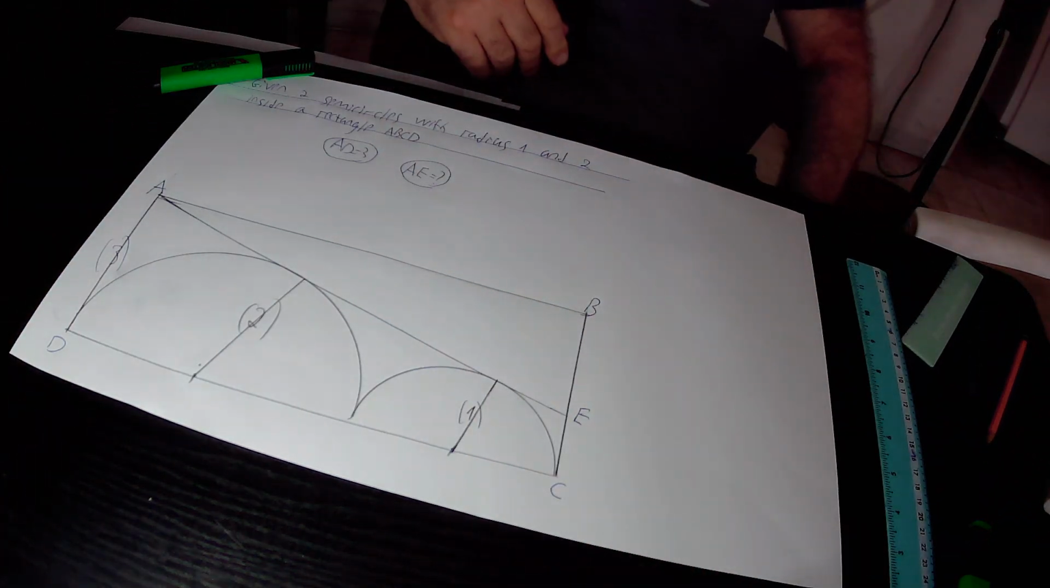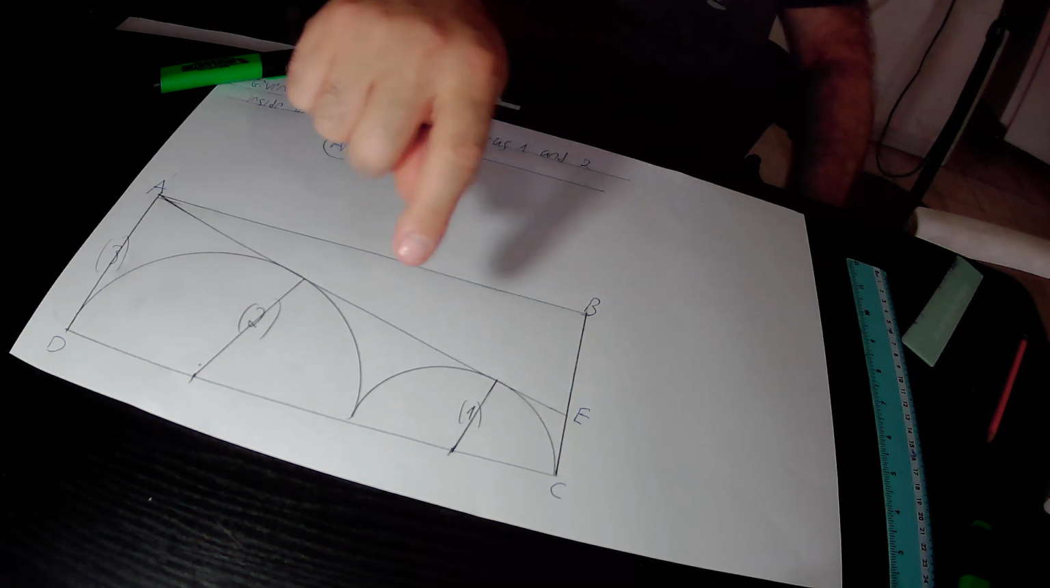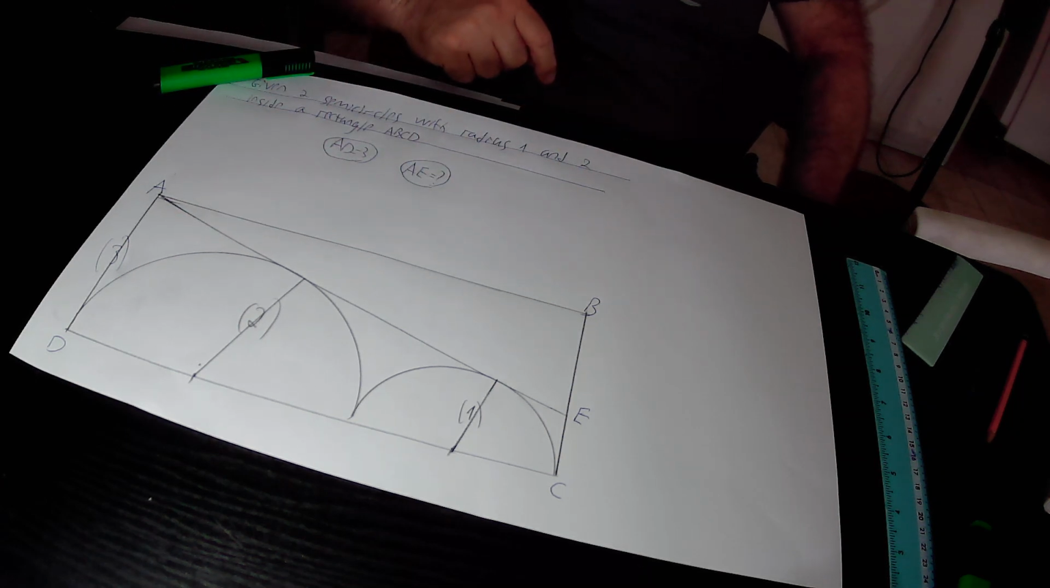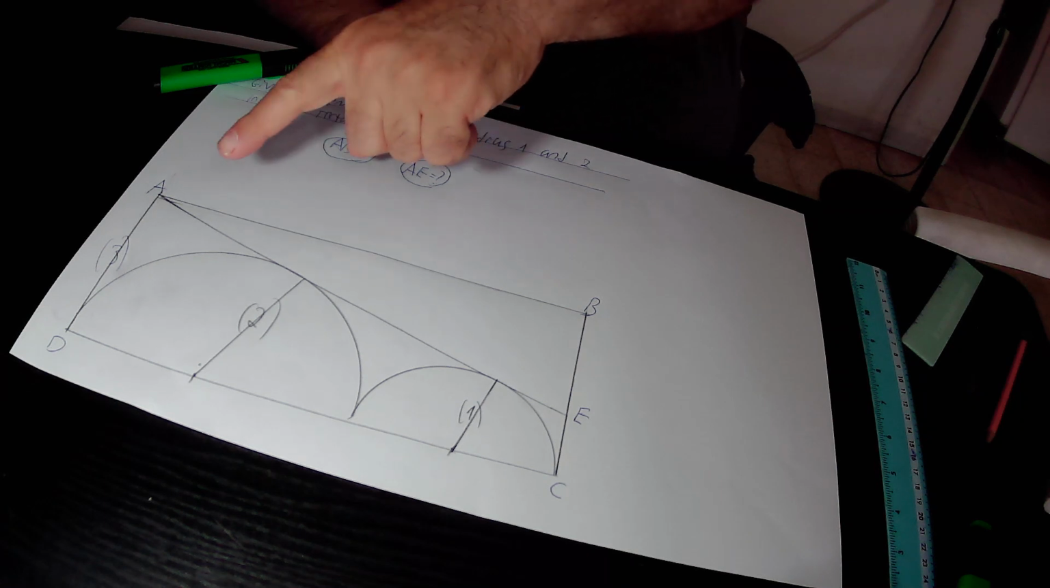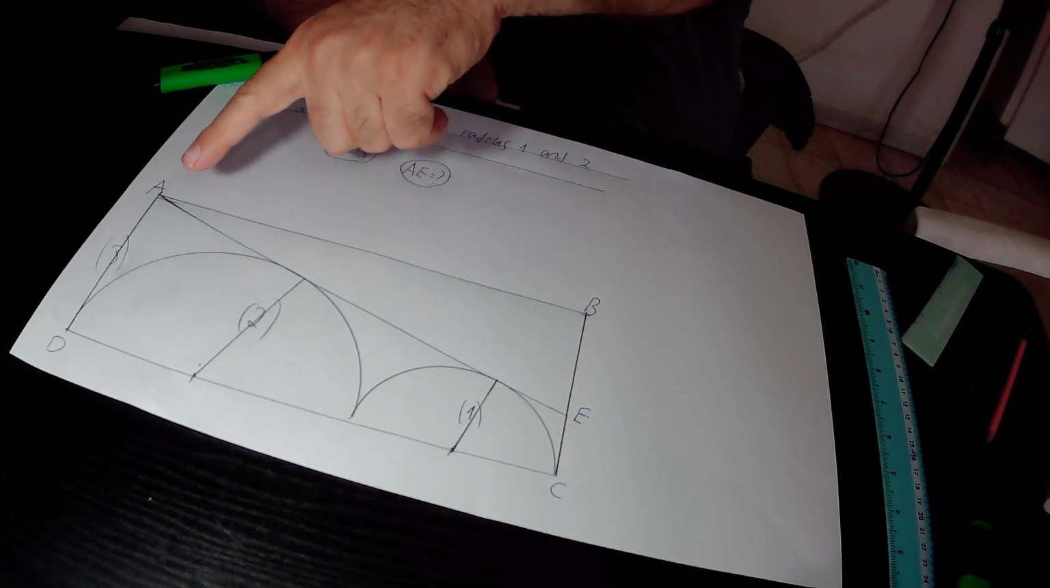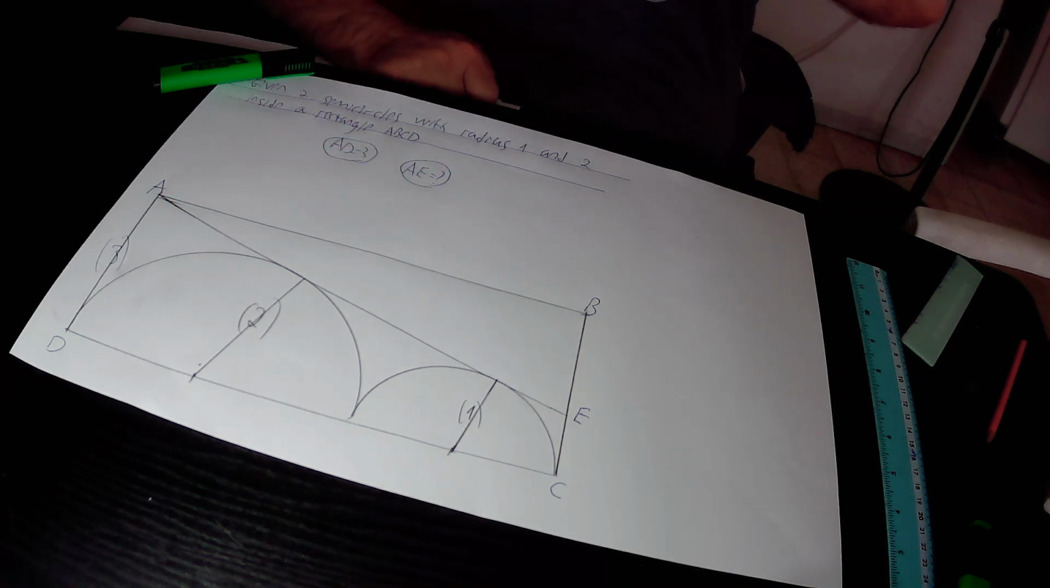Hello, in this lecture we find out the length of line segment AE. In the drawing we have rectangle ABCD. We know that side AD of this rectangle is equal to 3 units in its length.